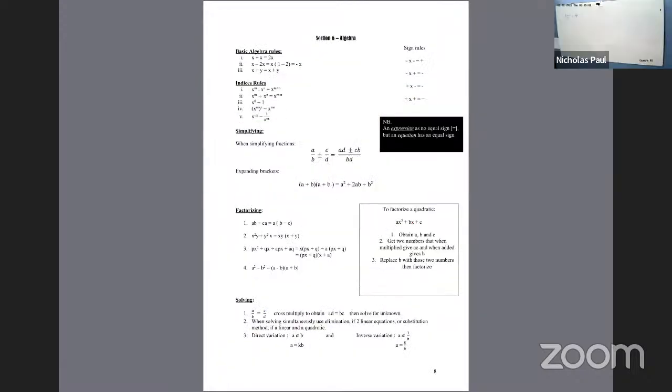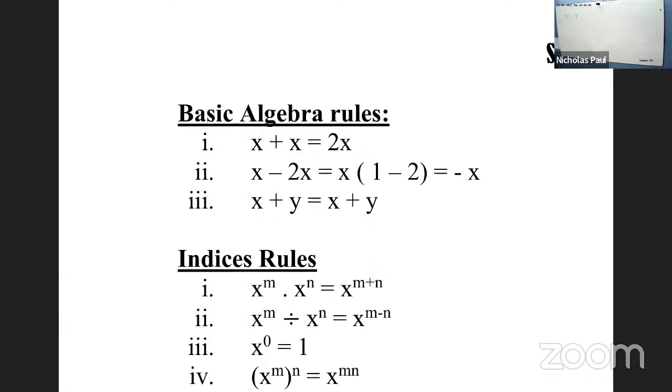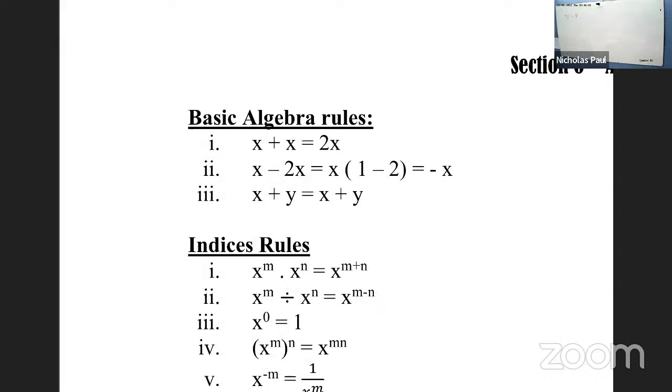All right, so here's where our review will start. We're just going to go through some of these rules. I want to make sure you all remember these rules, and then we are going to start, of course, practicing them. Quickly, some of these rules here: x plus x is 2x. Everybody remember that? Start with anything hard. x plus x is 2x, x minus 2x is minus x. For those who are not seeing it, remember you can factor out the x, and you'll get 1 minus 2 and so on.